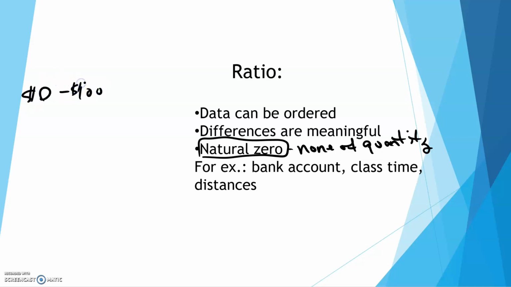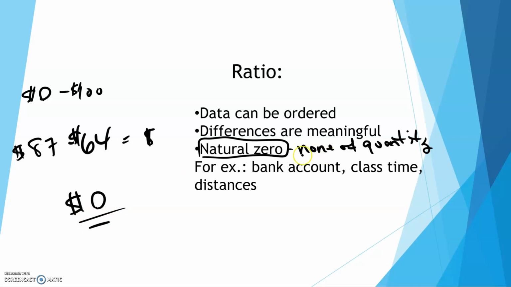Okay, we can put all that in order. The differences do mean something. I can take $87 minus $64 and get dollars again. Okay. Now, if we have $0, do we have any money or any of that quantity present? Well, no, we don't. So none of the quantity would be present if we have a ratio. Okay.